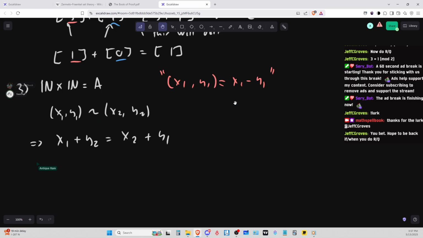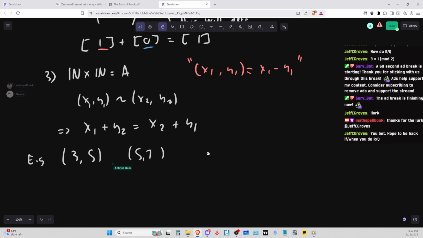For example, if we have (3, 5) and (7, 5). Wait, the other way around, (5, 7). So you see, our goal is to treat the parentheses as if they were subtraction. So those two examples at the bottom should be equivalent, because at the end of the day, they should represent the number minus 2, right?